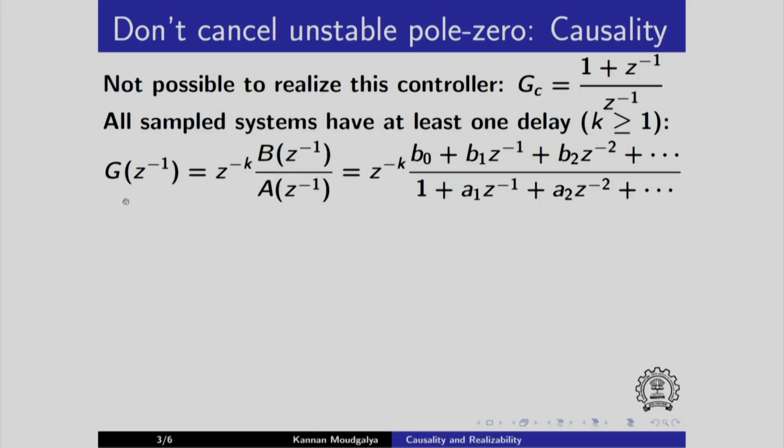So I will write the transfer function of a sample system in this manner with Z power minus k, where k is greater or equal to 1. That is, G has at least one delay, and of course we assume that B naught is not equal to 0. Now suppose the controller is not realizable, then we will have at least one Z power minus 1 in the denominator. Then there will be a cancellation between this Z minus 1 and one Z minus 1 here.